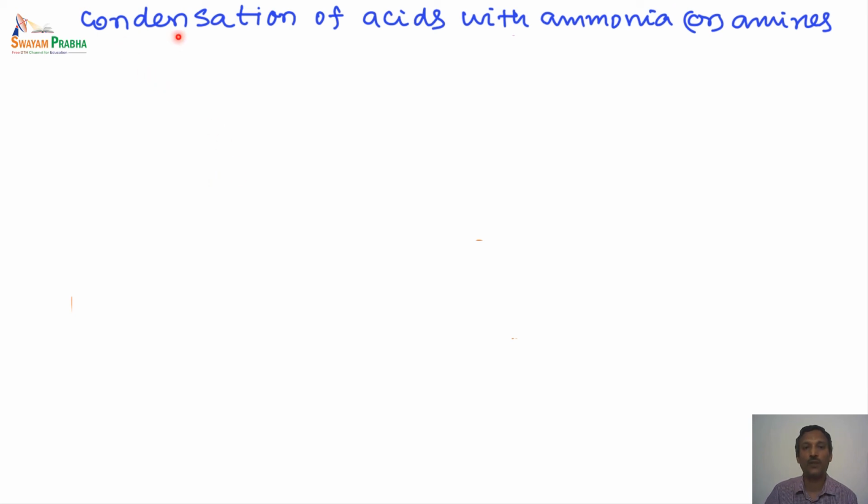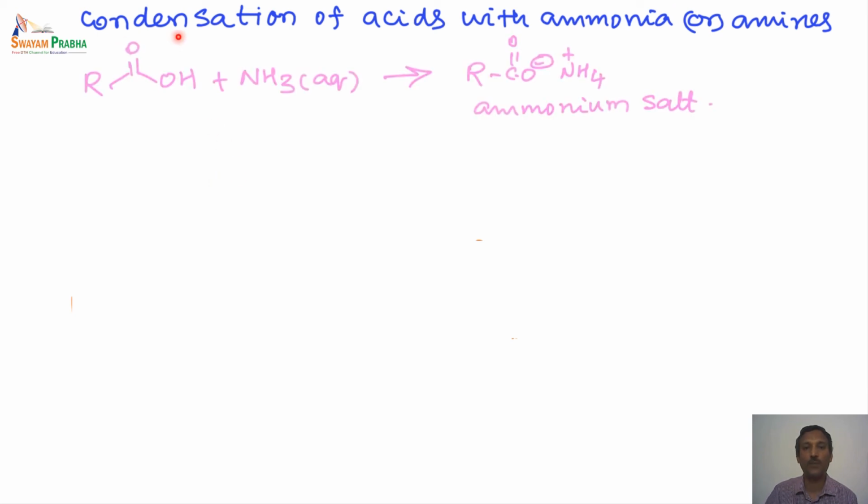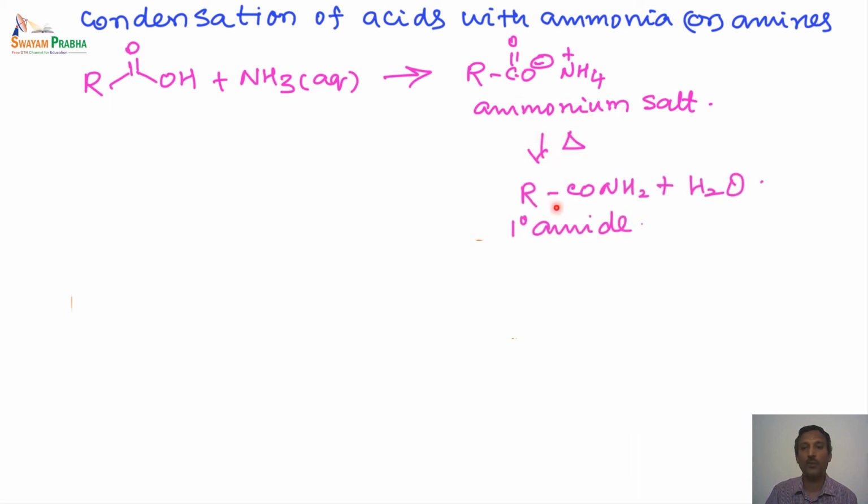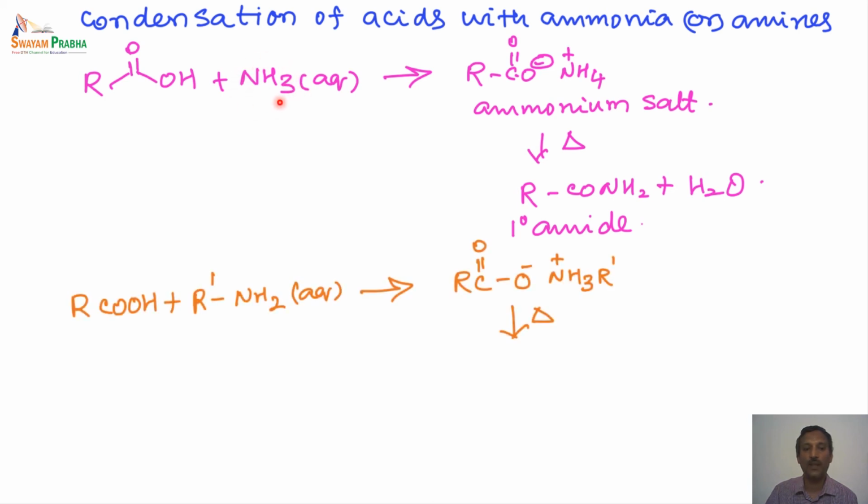Then the condensation of acids with ammonia or amines. So when a carboxylic acid is treated with aqueous ammonia, we end up with an ammonium salt, and this on heating produces a primary amide. What we end up with is RCONH2 because we are using ammonia as a starting material.